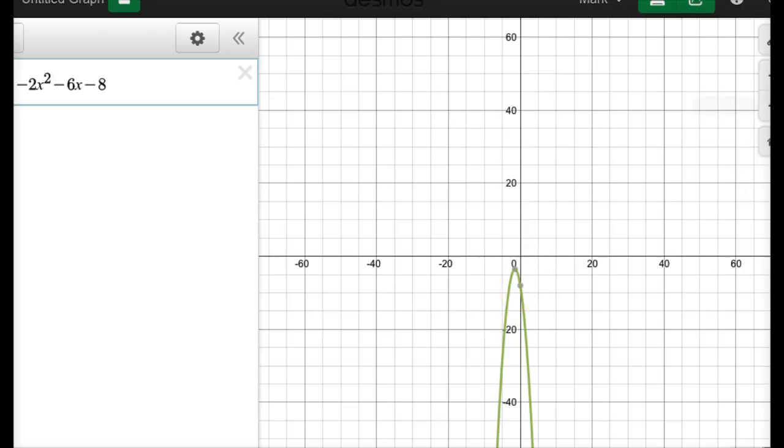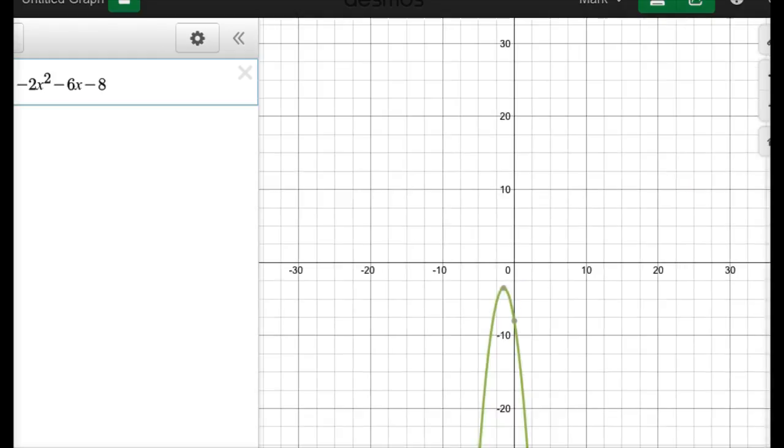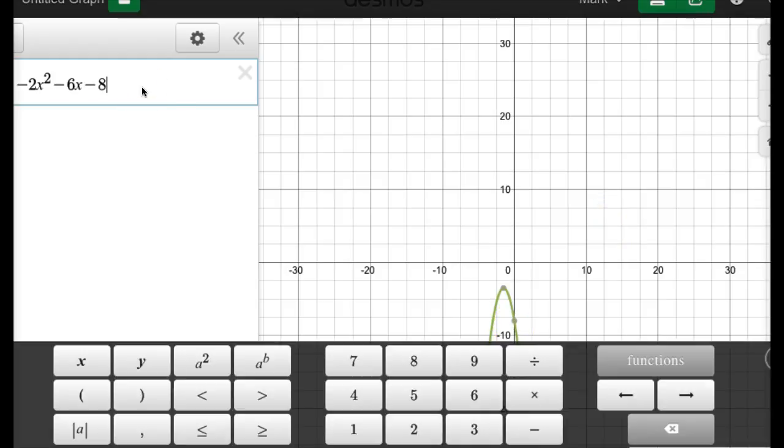Look, guys. It crosses the y-axis at -8. Now, I really am curious about what it's going to say when I type in equals 0. It's gonna say nothing. I'm surprised it says nothing.